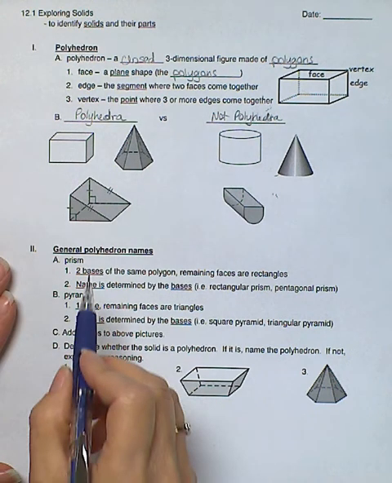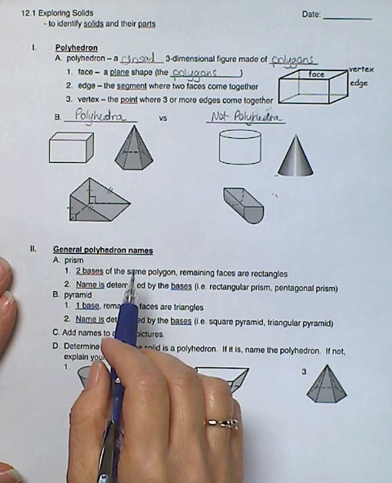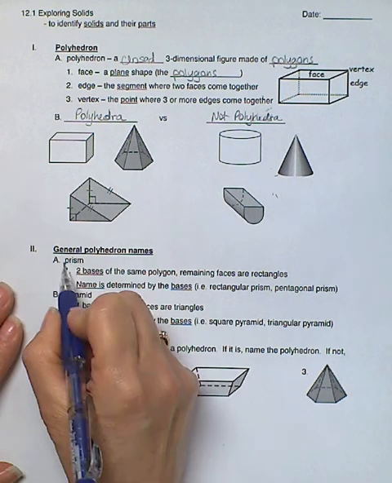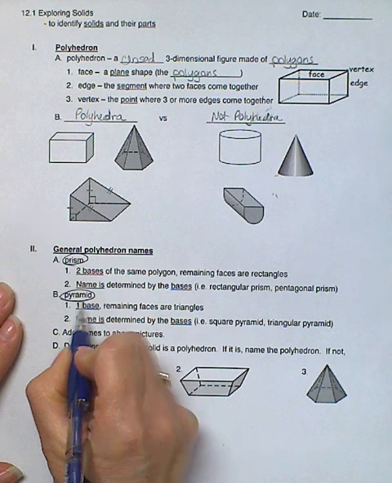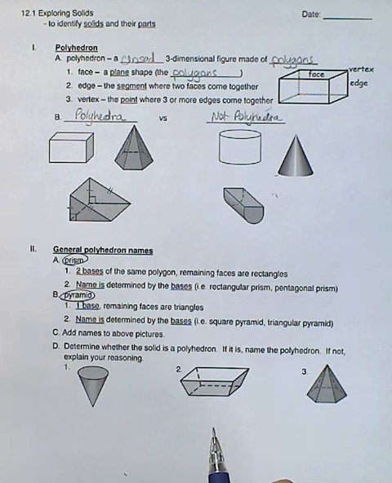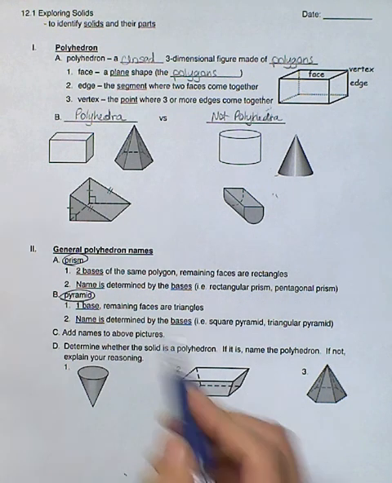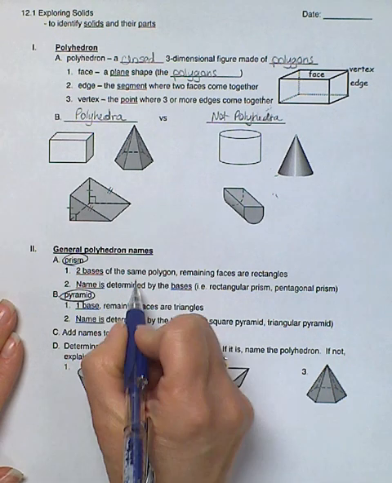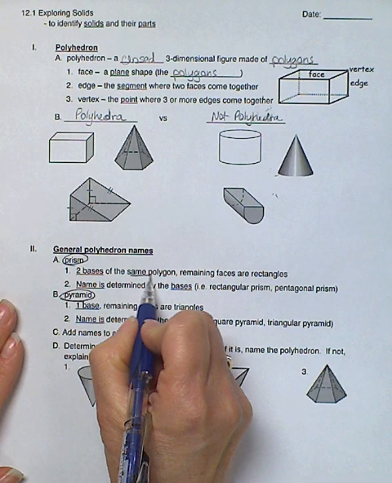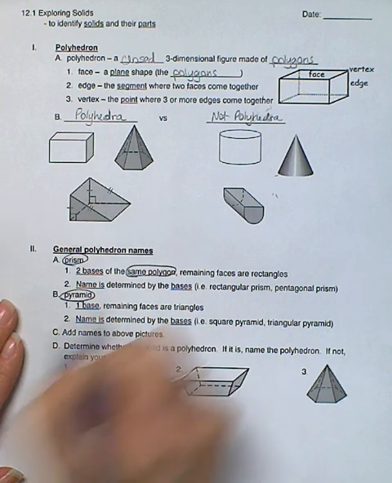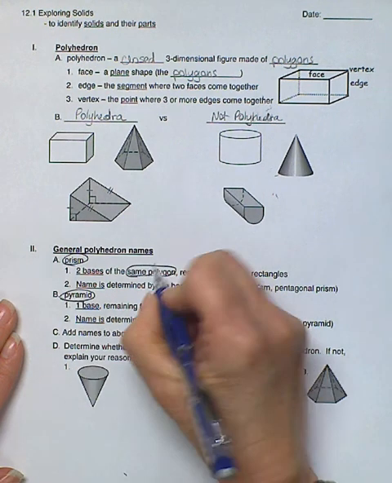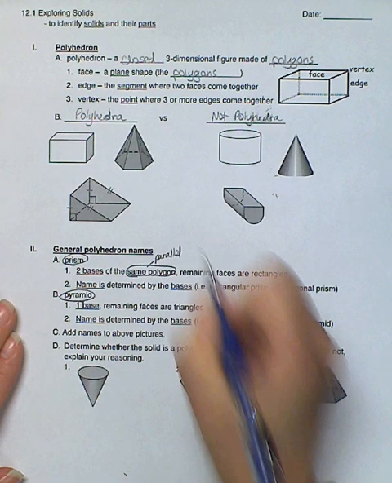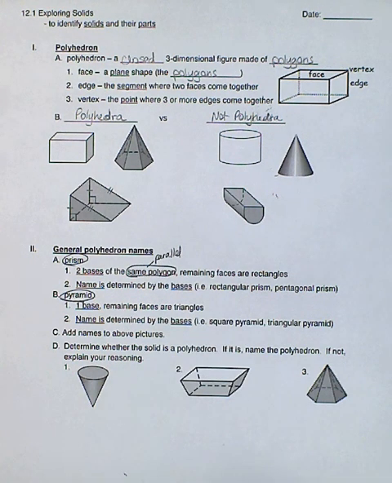In the realm of polyhedra, there are two types of polyhedra we're going to talk about. One is a prism and one is a pyramid. A prism, like a tissue box, is going to have two identical bases. Those bases have to be made up of the same polygon. Not only do they have to be the same, but they have to run parallel to each other. If they're not going to run parallel to each other, we really aren't making a prism.